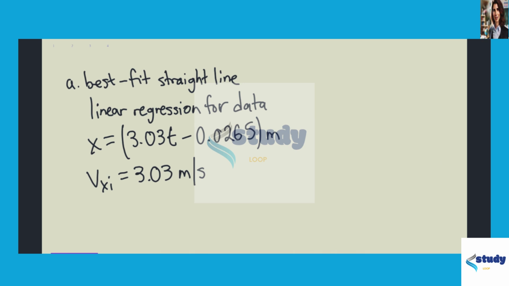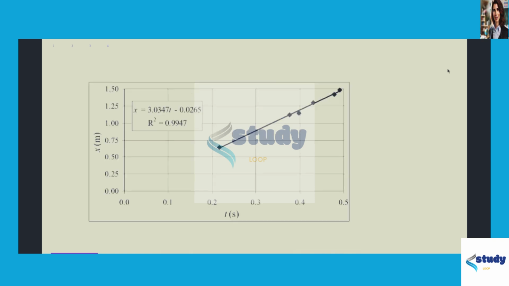This is simply equal to mx plus b. So this b should be a very small number because you shouldn't really start at a negative x position. You should always be starting at an x position of 0. So this should be pretty small in that case. And if you were to graph it, the graph would look like this. So this would be the best fit straight line.